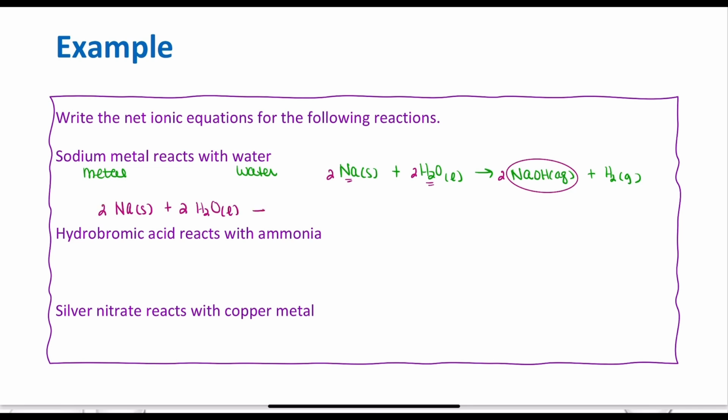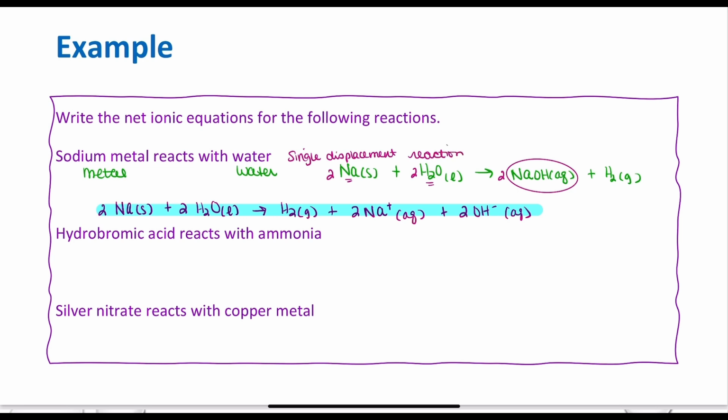So 2 sodium, 2 waters, just going to form that H2 gas, but then your net ionic tells me I formed 2 moles of sodium ions and 2 moles of hydroxide ion. So it is a single displacement reaction. Notice in this one, there's no spectators, everything's involved.